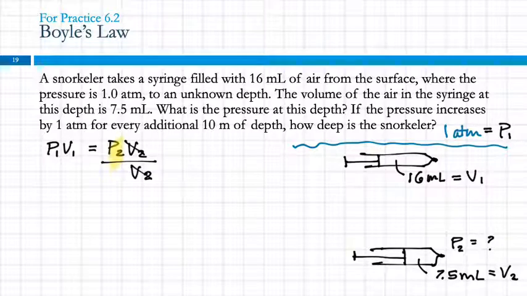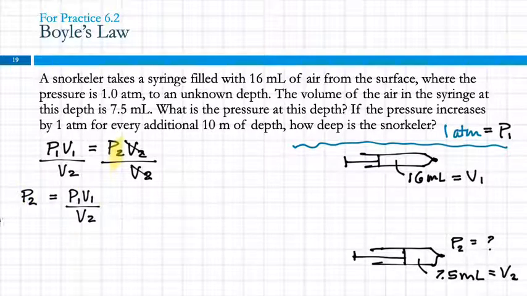But this is an equality. Both sides are equal, and so if I do something to one side, I have to do the same thing to the other side. So if I divide one side by V2, I have to divide the other side by V2 for them to still be equal. And there I have it. It's messy, and the P2 is on the wrong side, so I'm going to rewrite this. P2 is equal to P1 times V1 divided by V2.